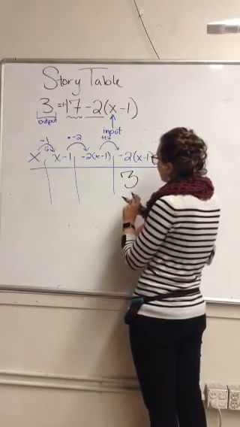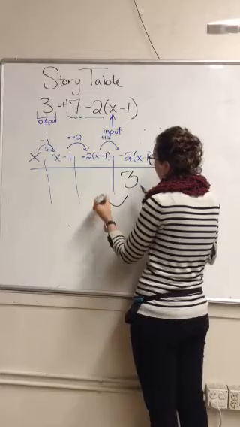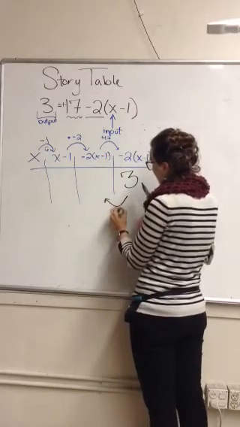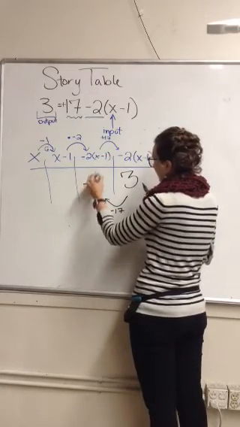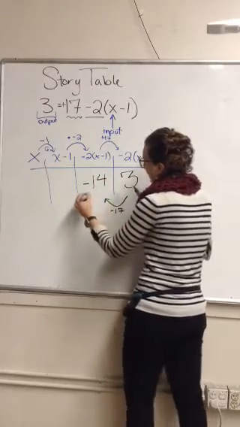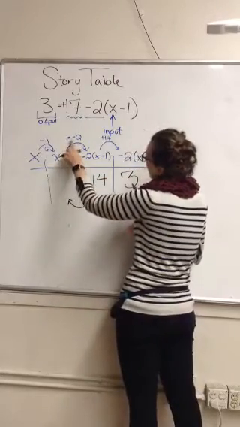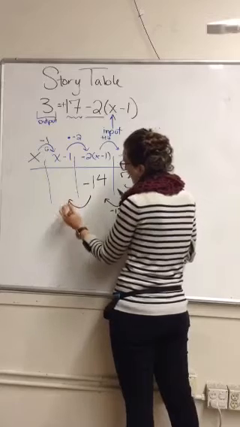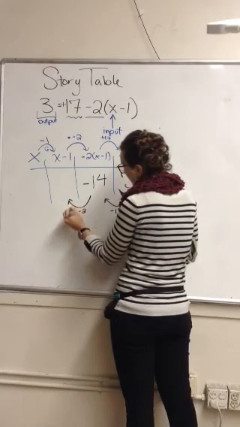So if I undo the action of adding 17, I'm going to subtract 17. If I undo the action of multiplying by negative 2, I'm going to divide by negative 2. Ooh, here we go.